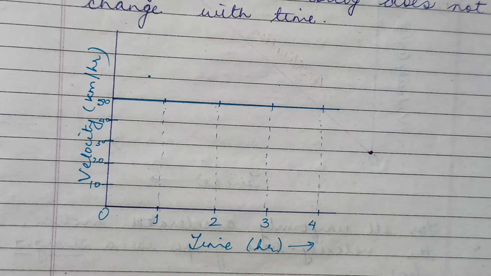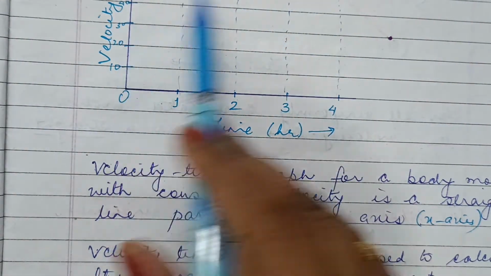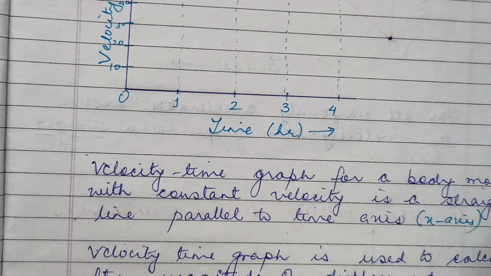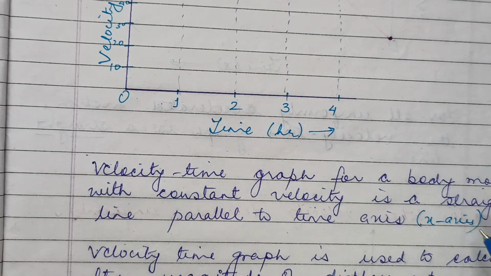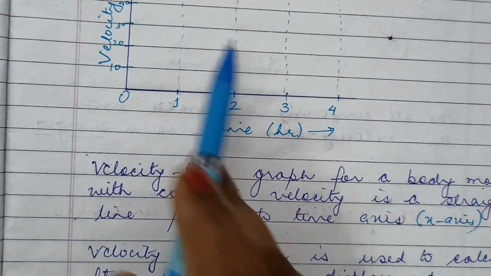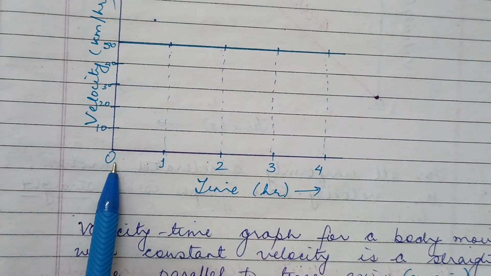Children, remember that velocity time graph is used to find the magnitude of displacement. Okay, distance time graph was used to find the magnitude of speed. Here velocity time graph is used to find the magnitude of displacement. So the area enclosed by velocity time graph and the time axis will be equal to the magnitude of the displacement. You know that velocity is equal to displacement by time. So displacement equals velocity into time. So the area which will be enclosed is used to find it. This is equal to the displacement.